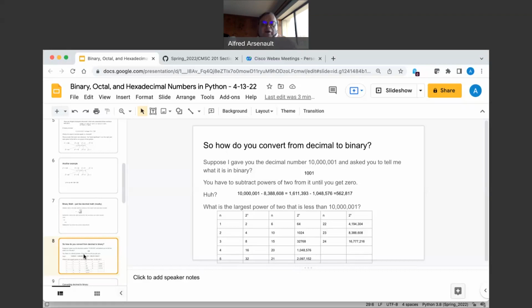Okay, so what is the largest power of 2 that's less than 10 million and 1 base 10? Well, if you do the math, the answer is 23. 2 to the 23rd power is equal to 8,388,608.